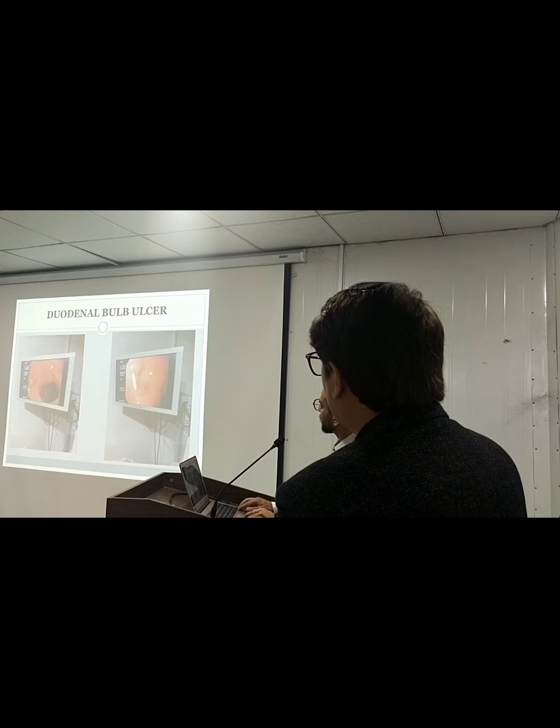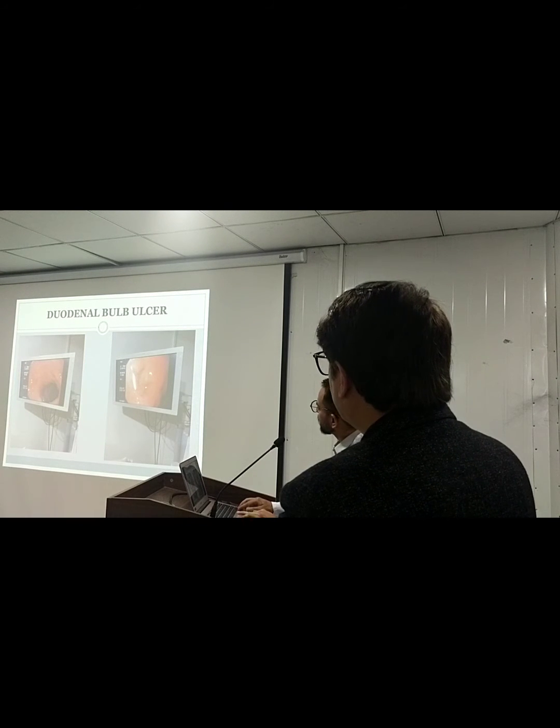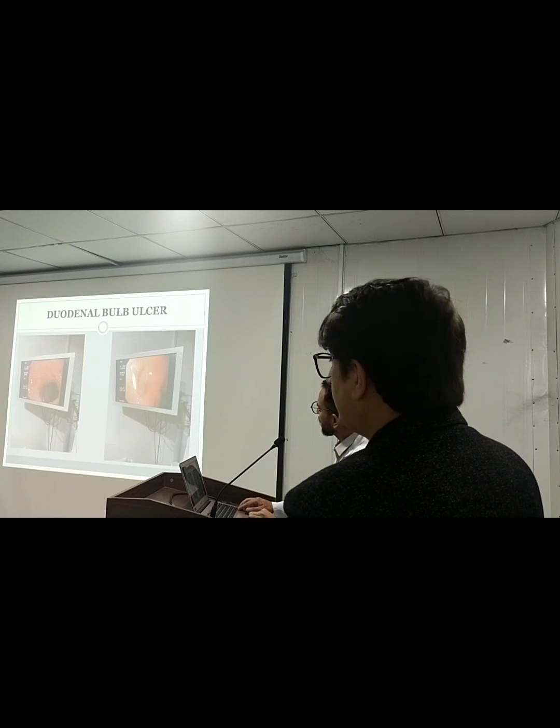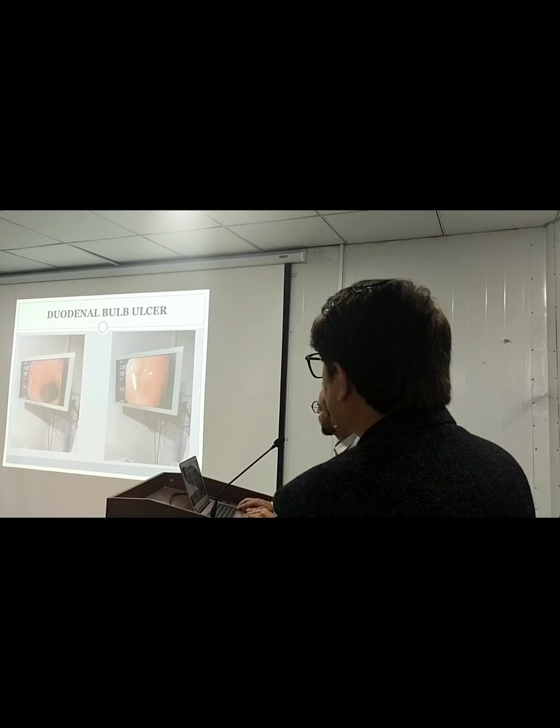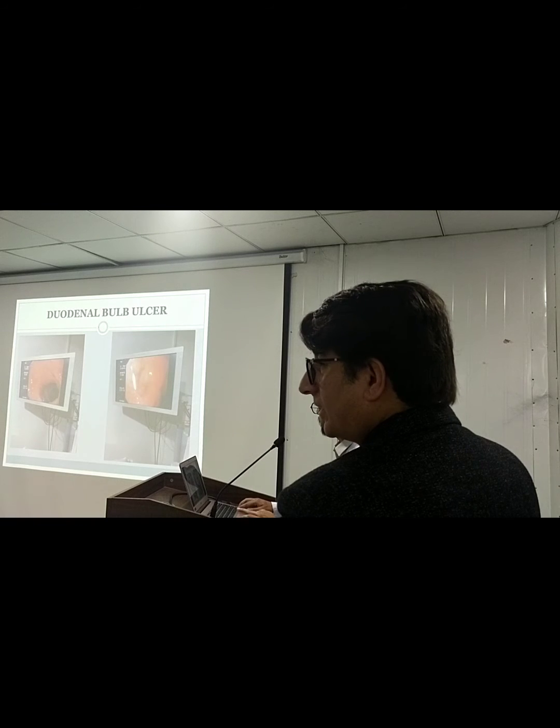Duodenal bulb ulcer. Again, you can appreciate the same ulcer in a patient who presented with upper GI bleed. Almost 3 or 4 patients previously presented having the same location and same size of ulcer in the duodenum.